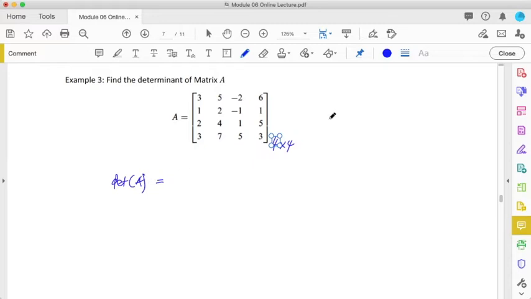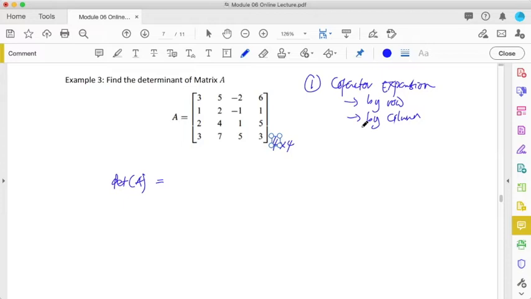Let's recap what we have learned. In order to find a determinant, you can use two methods. The first one is cofactor expansion. You can choose this either by row or by column.